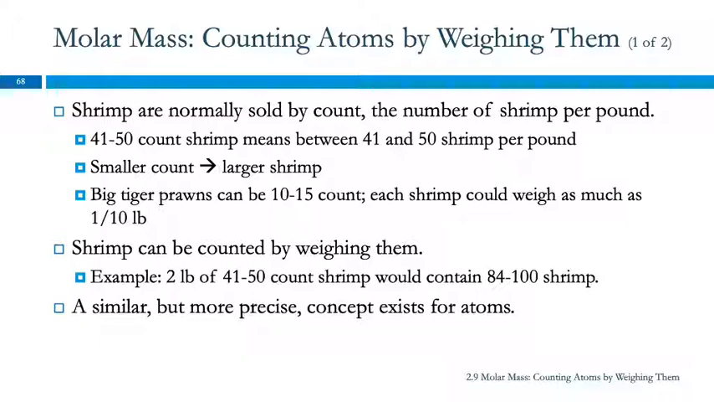So if you go to the grocery store and you want to buy some shrimp, they're going to list them with these funny numbers, like 41 to 50 count shrimp, right? What does that mean? That means that in 1 pound, there would be 41 to 50 of these shrimp. And if you had larger shrimp, you would have fewer shrimp in the pound, right?